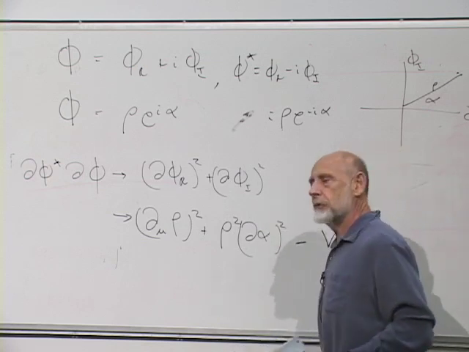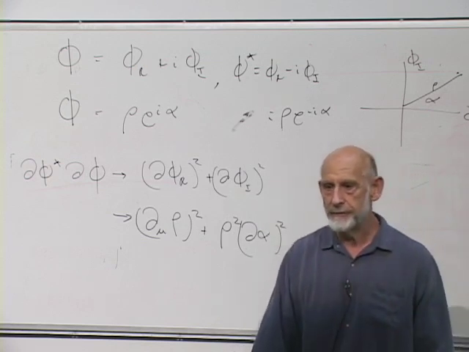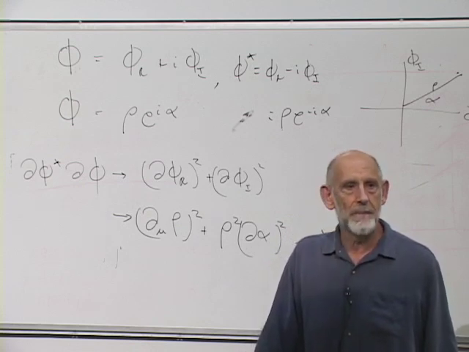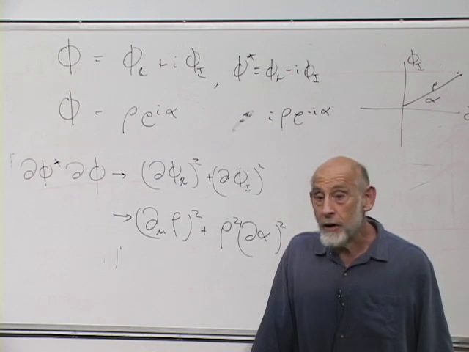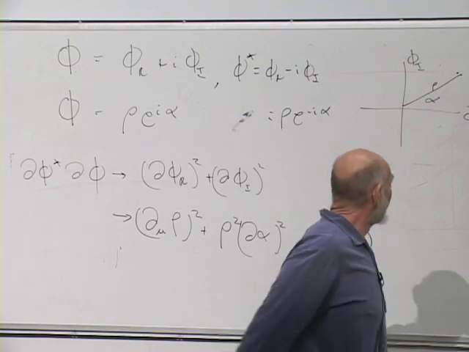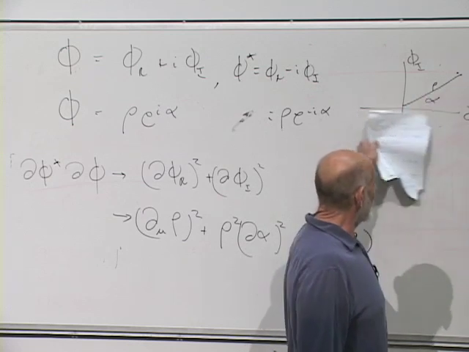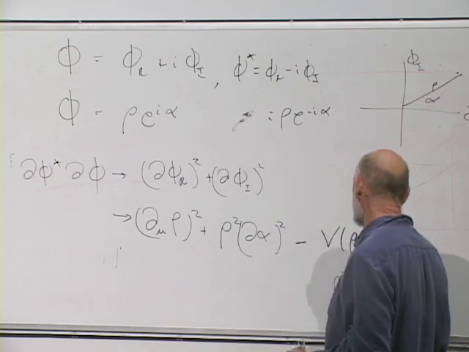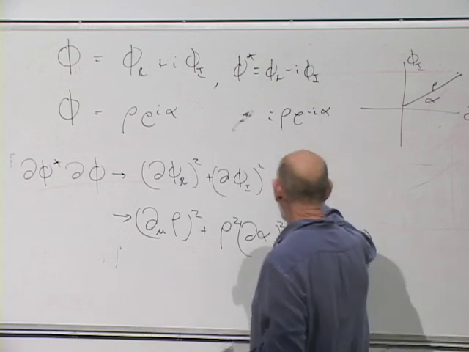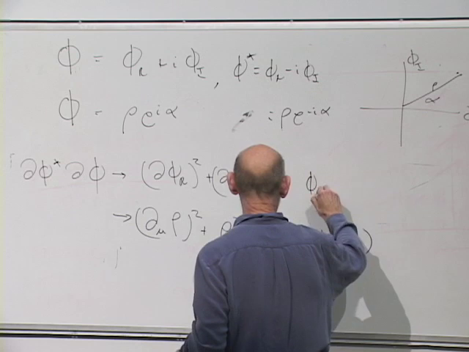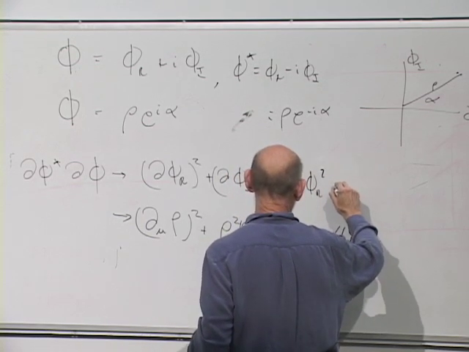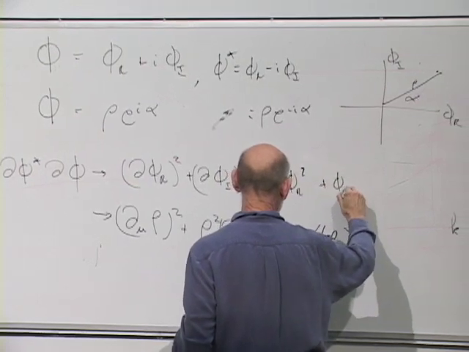What would that correspond to in terms of phi real and phi imaginary? Just rho squared. It's phi real squared plus phi imaginary squared. That's the Pythagorean theorem. Rho squared is phi real squared plus phi imaginary squared. So if the potential was the very simple quadratic form, we would subtract phi real squared plus phi imaginary squared.